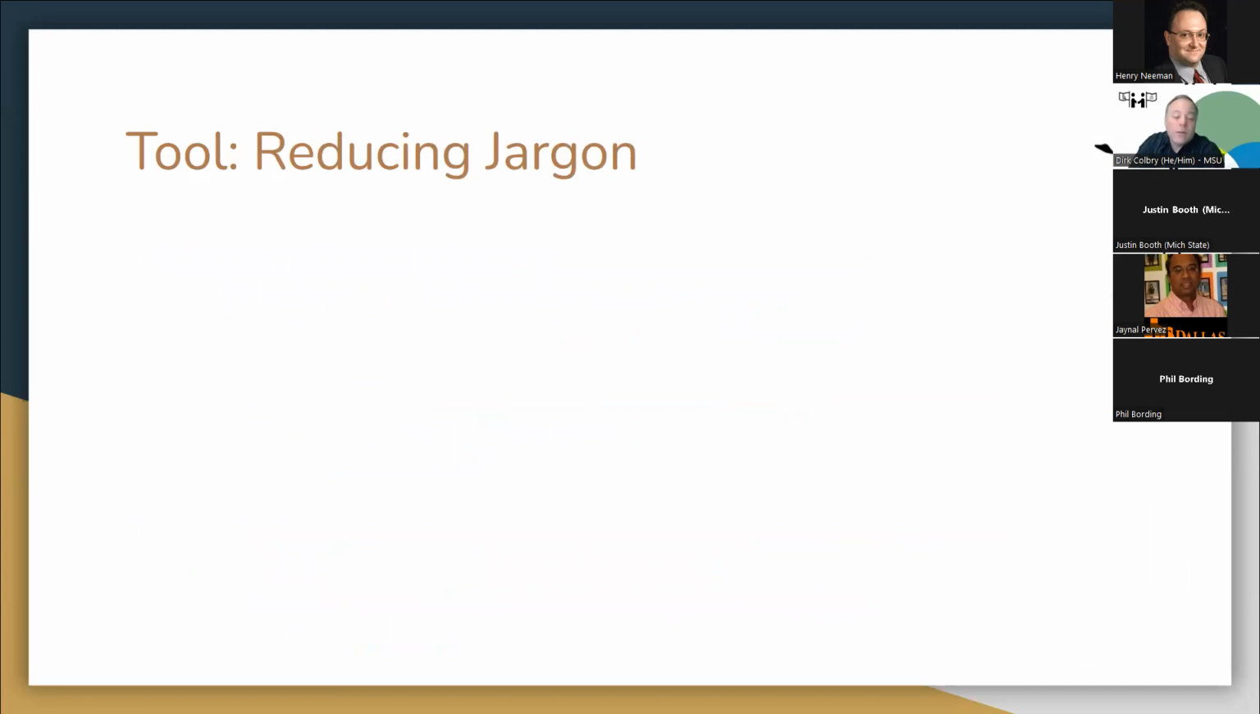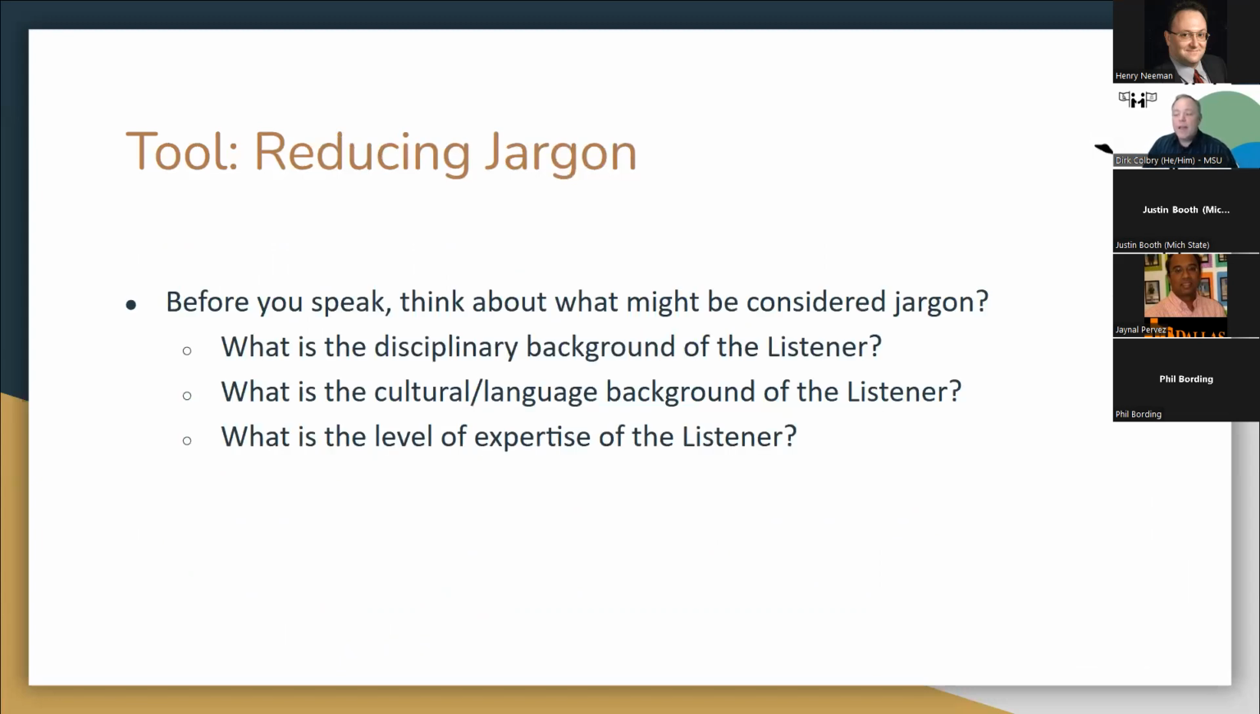The other tool, in addition to active listening, I want to talk about reducing jargon. We talked about this a lot in the last two sessions, so I don't have to go into detail, but the idea is pretty simple. Think before you speak, right? Get to know what the disciplinary background of the listener is, what the cultural language background of the listener is, and what their expertise level is, right? All of these things will bring jargon into the conversation.